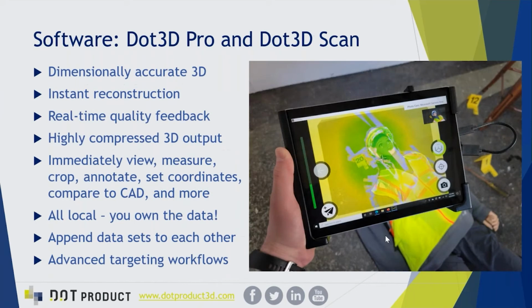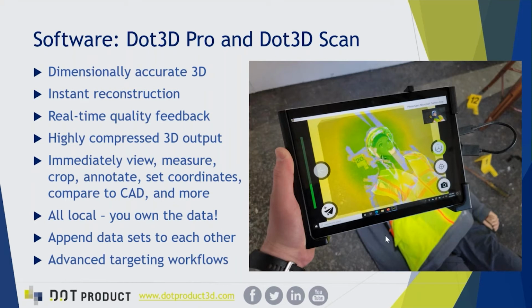So a quick slide with several bullets drilling down on what the core of our Dot3D software delivers. It's producing dimensionally accurate 3D that's instantly reconstructed in the processing power of a tablet or phone. It's providing real-time feedback on the quality of every single 3D point that you're capturing, and that's the green and yellow that you see on the screen here in this sample image.